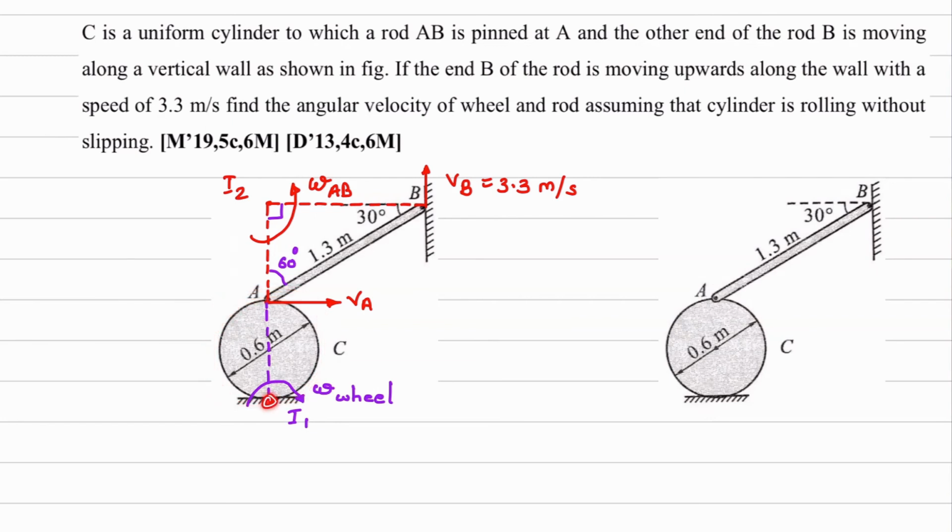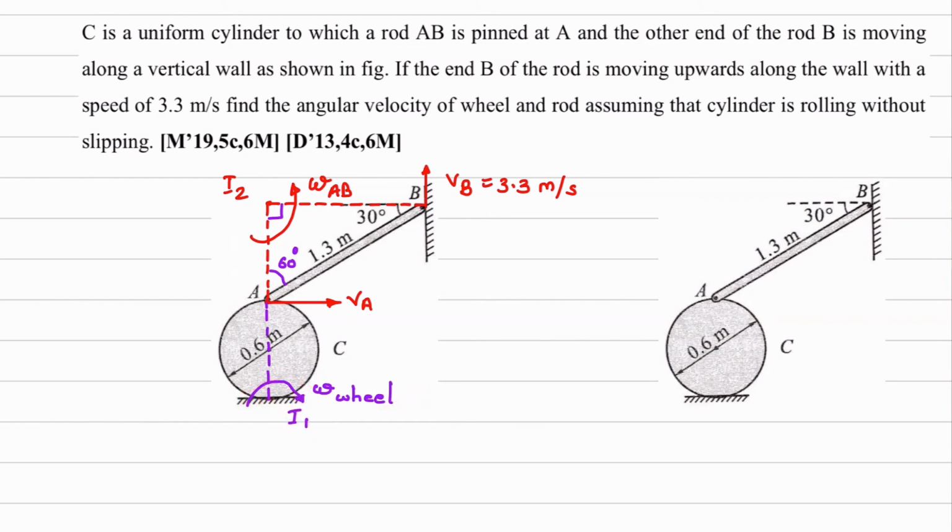Keep your thumb at I1, keep your index finger at A, and rotate your index finger in the direction of VA. It is clockwise. So that is why omega of wheel will be in clockwise direction. I have shown the direction of omega AB, it is anti-clockwise with respect to I2, and I have shown omega of wheel, which is clockwise with respect to point I1.